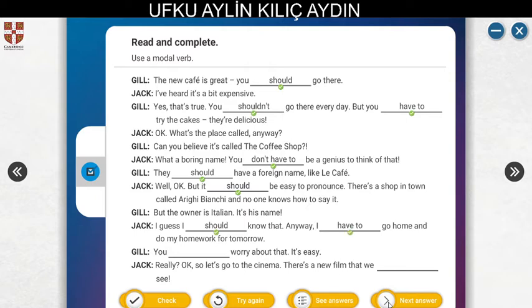Anyway, I have to go home and do my homework for tomorrow. This is important, necessary. I have to go home and do my homework for tomorrow. You shouldn't or you don't have to worry about that.